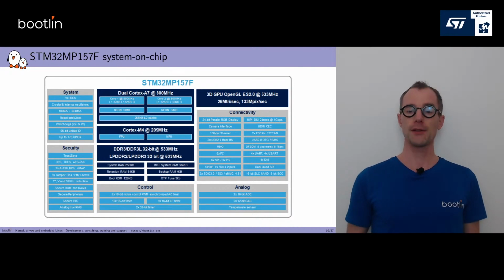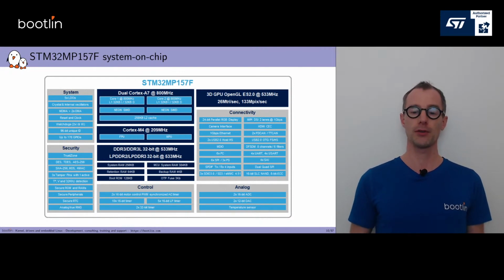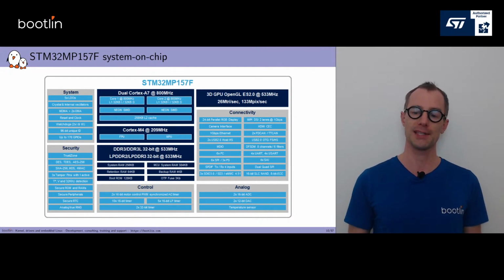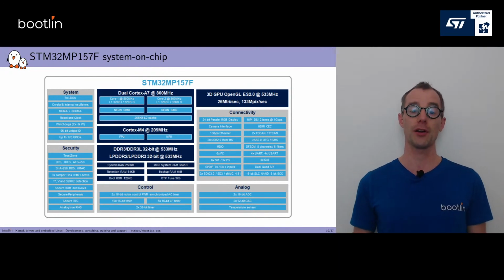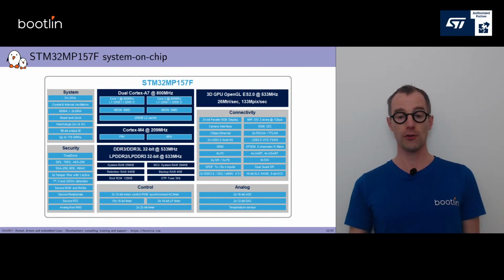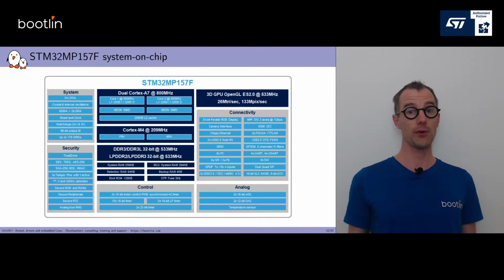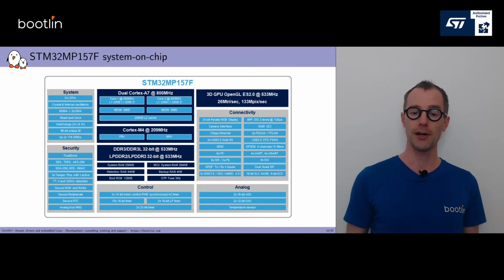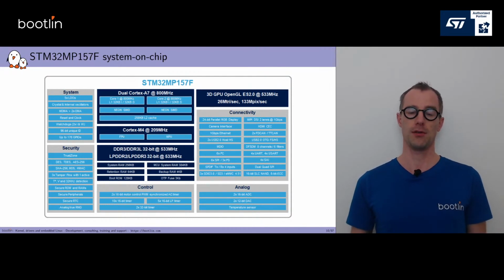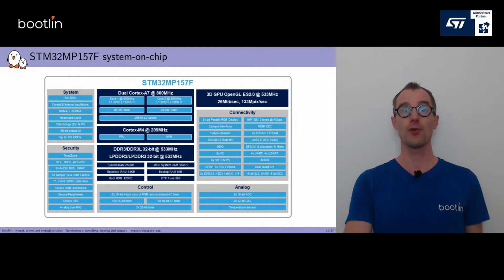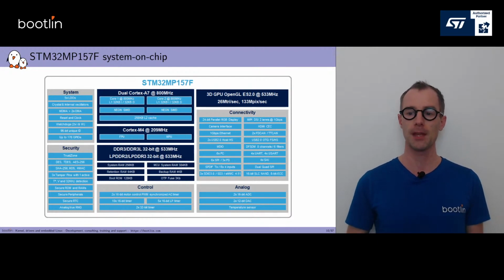The one that you see for now on the slide, the STM32MP157F, is kind of the higher end variant of that family. You can see on the block diagram, it is a dual A7 core at 800 MHz. It also has a Cortex M4 at 200 MHz so that you can run real-time applications side by side with the Linux system running on the dual A7.